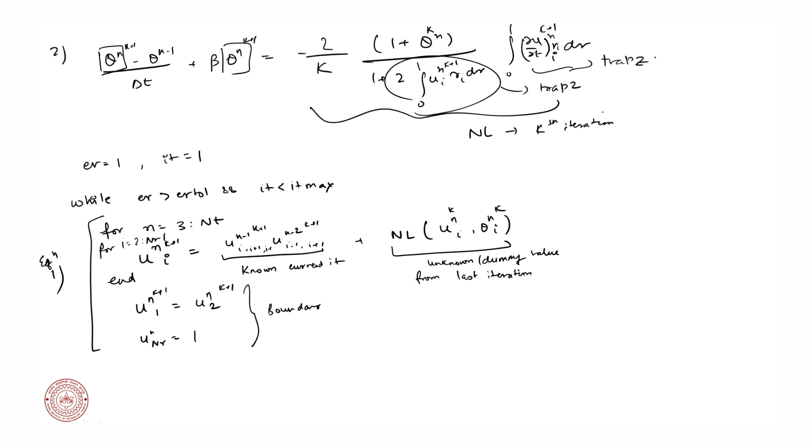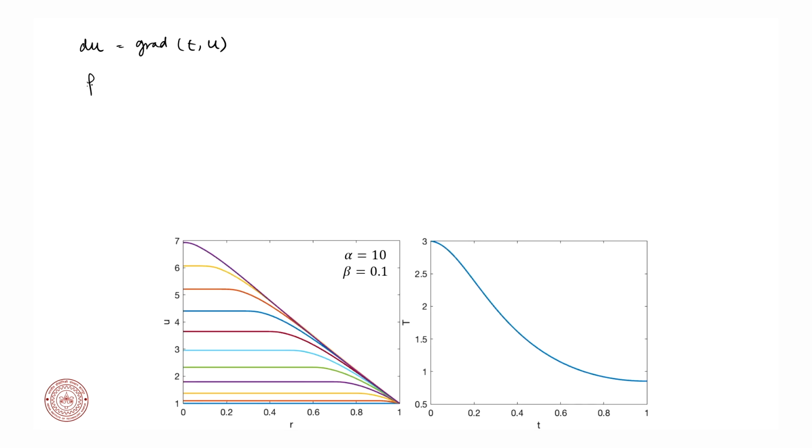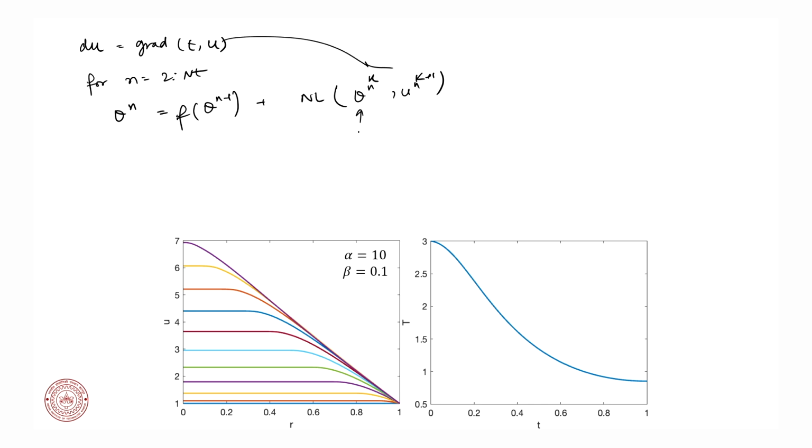All right. Now, for the last set, you will again do a time loop. In this case, the time loop will go from 2 to n t, and you will calculate theta n based upon theta of n minus 1 and this non-linear term, which will depend upon theta of n and u of n. This will be for the kth iteration and k plus 1th iteration. So, use the last set of values for u and use the dummy values for this nonlinear term for theta n.